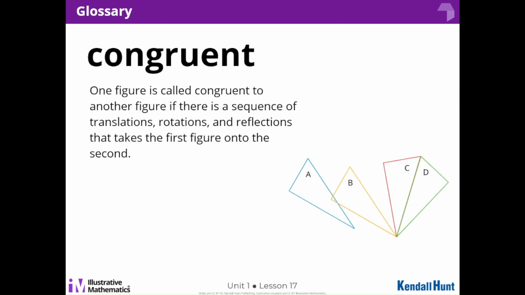Next, we have congruent. One figure is called congruent to another figure if there is a sequence of translations, rotations, and reflections that take the first figure onto the second. So when you do these rigid transformations, you move it, you orient it differently, but you do not make it any bigger, you do not make it any smaller, so your side lengths stay the same and your angles stay the same.